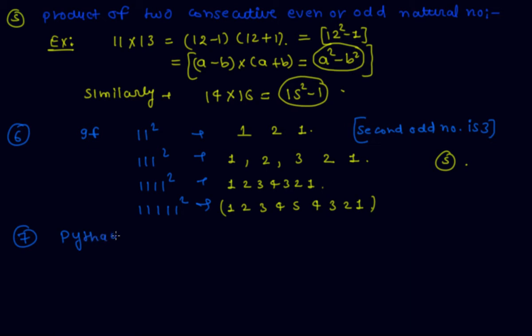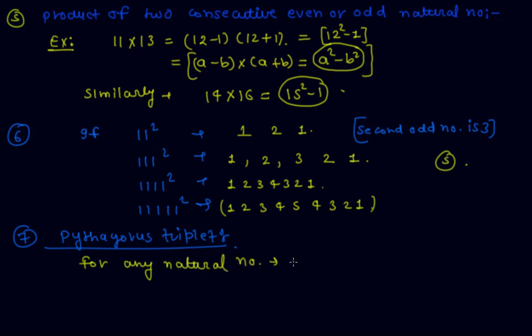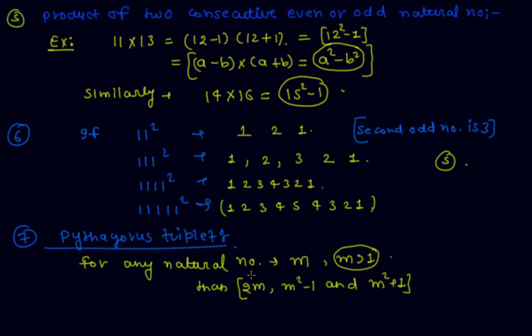Pythagoras triplet. If I discuss it, then for any natural number m, with m greater than 1, the numbers 2m, m square minus 1 and m square plus 1 always form a Pythagoras triplet.